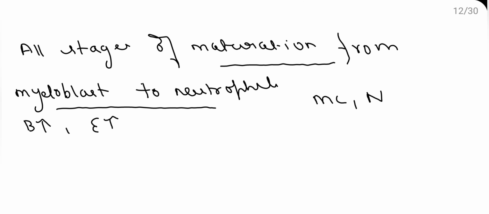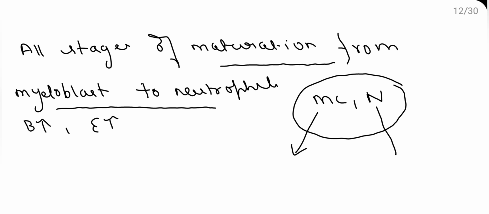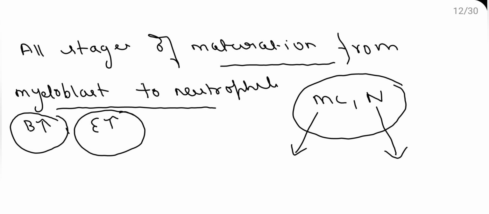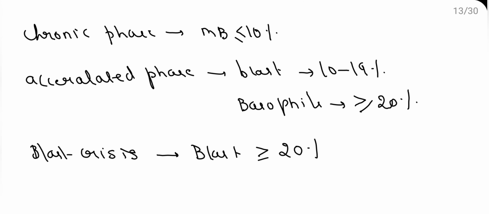Thus, you can see all stages of maturation from myeloblast to neutrophils, or various granulocytic series of cells. And you are going to see more of the mature forms. You are going to see a myelocytic bulge and more neutrophils. Also, you can see more basophils, that is basophilia, and also eosinophilia in CML. In CML, you are going to see myeloblast, promyelocyte, myelocyte, metamyelocyte, band forms, neutrophils, eosinophils, basophils.